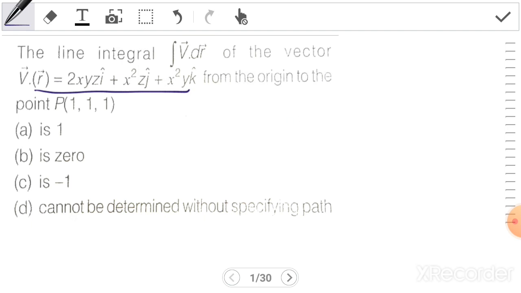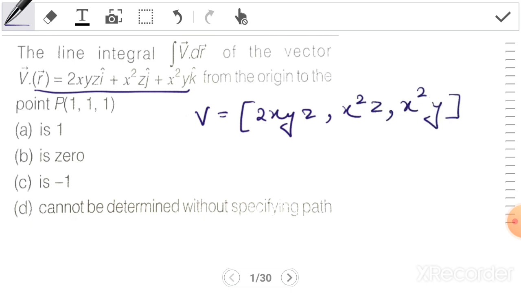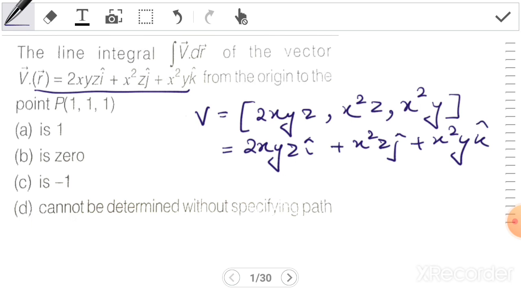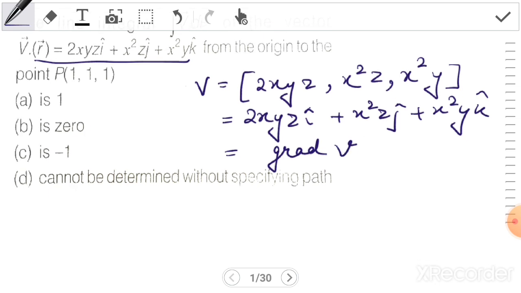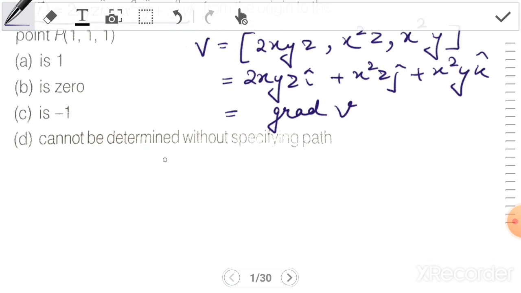So by inspection we find that V is equal to 2xyz, x square z, x square y, which is 2xyz i cap plus x square z j cap plus x square y k cap, which is equal to gradient of some function v, where v can be found out by integrating.